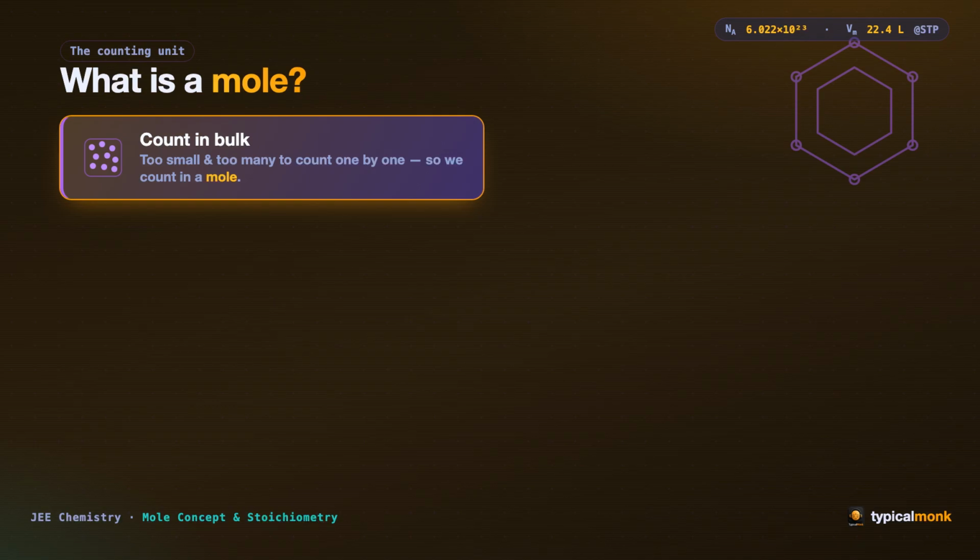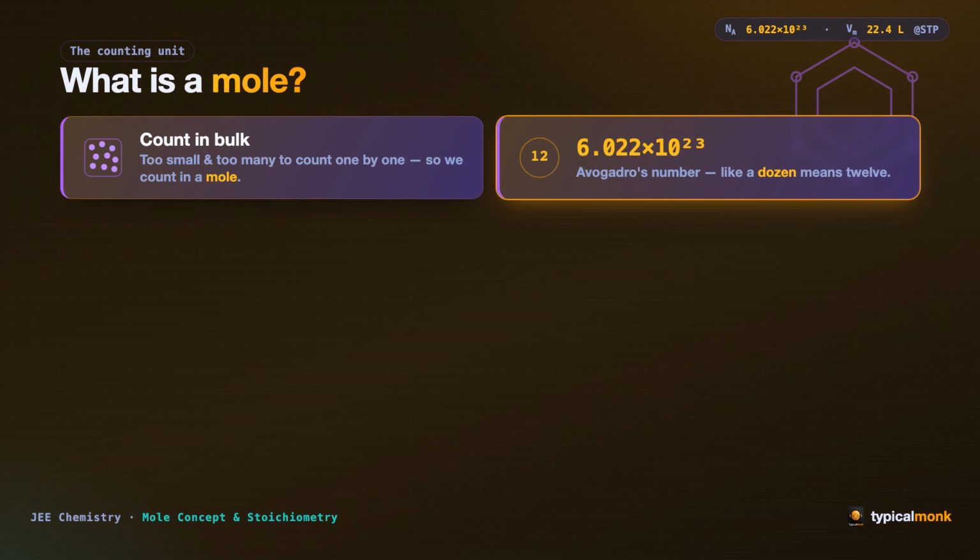Atoms are far too small and far too many to count one by one. Even if David counted 1 billion atoms every second of his life, he would not finish a single grain of sand. So chemists do what shopkeepers do. They count in bulk. That bulk unit is the mole. And here is the heart of it. 1 mole equals 6.022 × 10^23 particles. Recall this, Avogadro's number. Do not let the size frighten you.